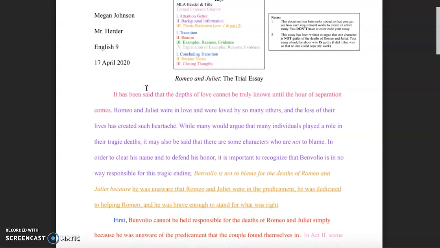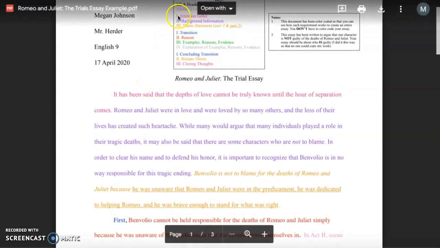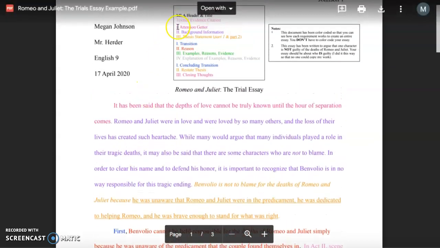In the introduction paragraph, you need to include these three things. You need to include an attention getter, background information that we need to know to understand what you're going to be talking about in your essay, and then you also need to include a thesis statement. If you were to take a look at the thesis statement resource that I attached to my lesson plan this week, you'll see that a thesis statement should include two parts.